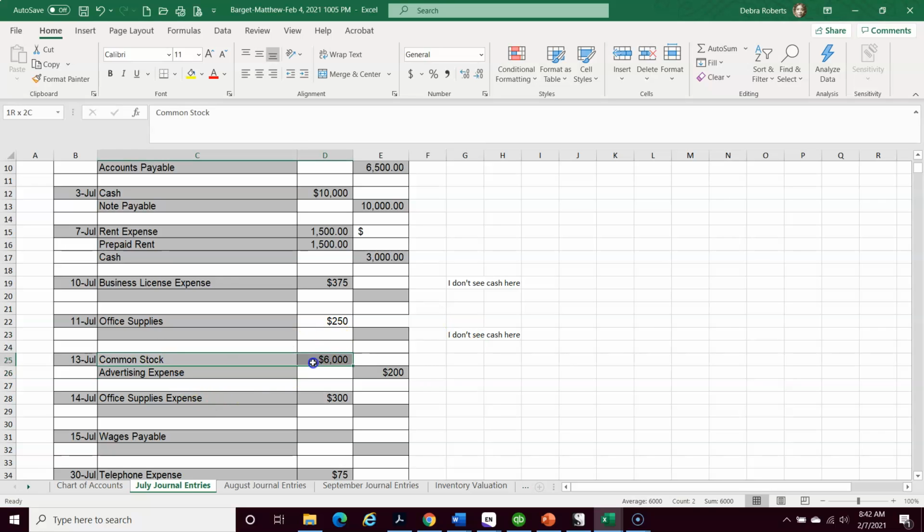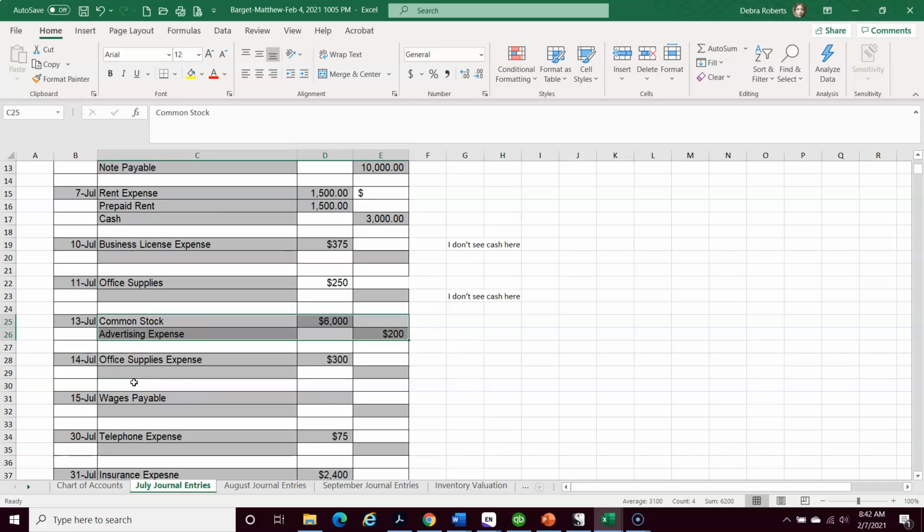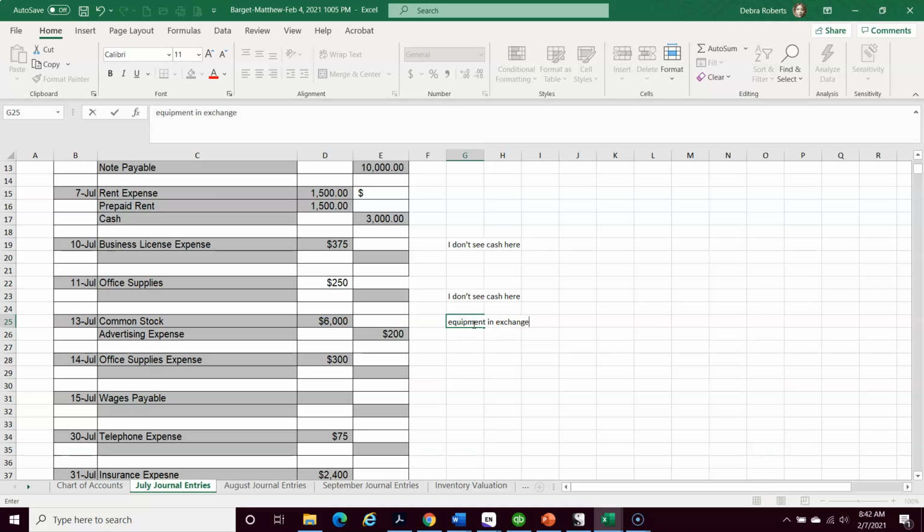Now, common stock. Let's make sure. I don't know if that's right. There are 2 entries. One is the common stock for equipment. Equipment in exchange for stock. So you have to increase the equipment asset and increase the common stock equity. So that's another entry that you really need to think about.